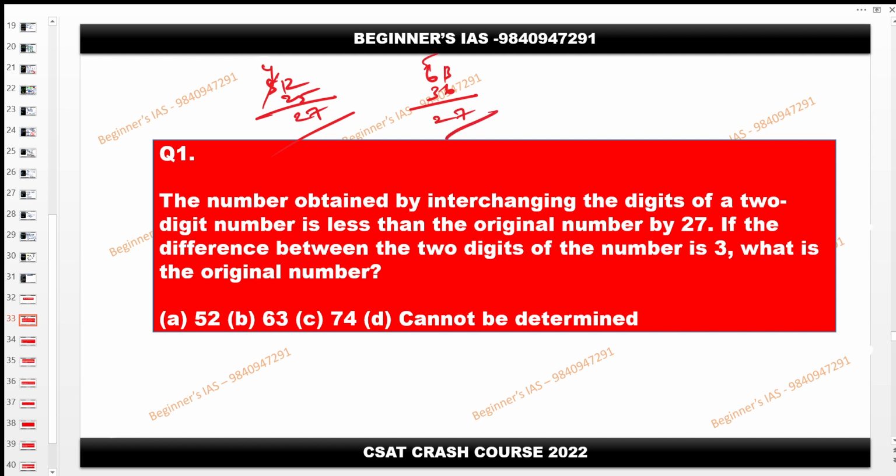Why not 52? The difference between 6 and 3 is 3. 5 and 2 also differ by 3. See, in every case the difference between these two is 3 only, right? Yes, sir.